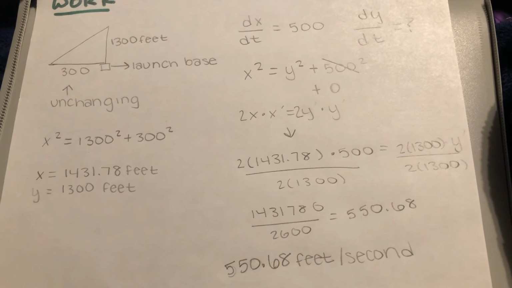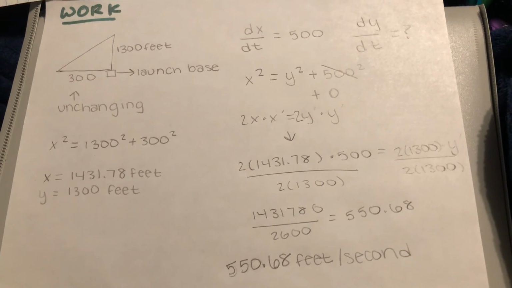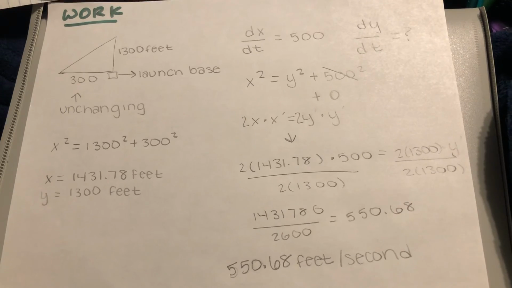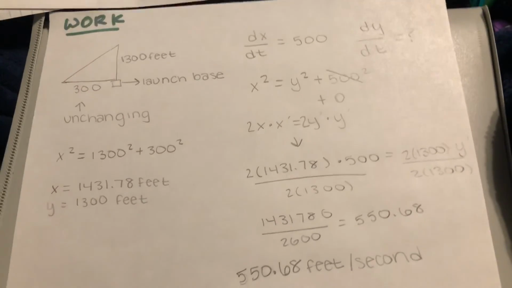So it would be 550.68 feet per second at 1,300 feet. All right, this has been fun.